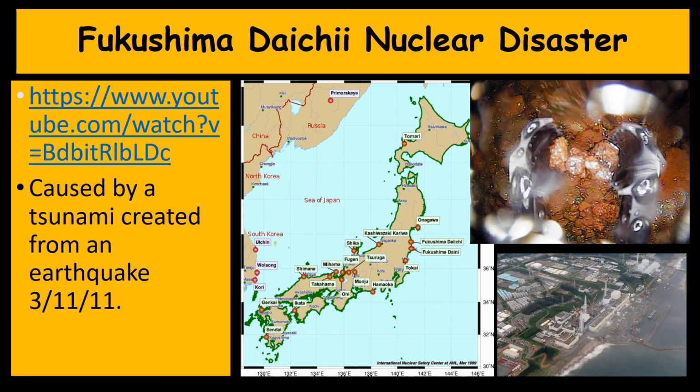A second example of a nuclear power accident just recently happened, and it was in Japan, and it was called the Fukushima nuclear disaster. And what caused this unfortunate accident is a natural disaster, a tsunami. So a tsunami was created from an earthquake that was deep in the ocean, and the tsunami took out the nuclear power plant that was on the coast.